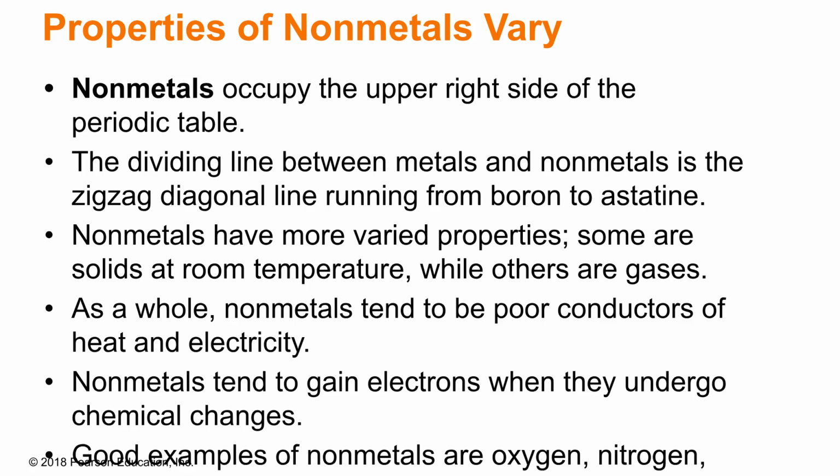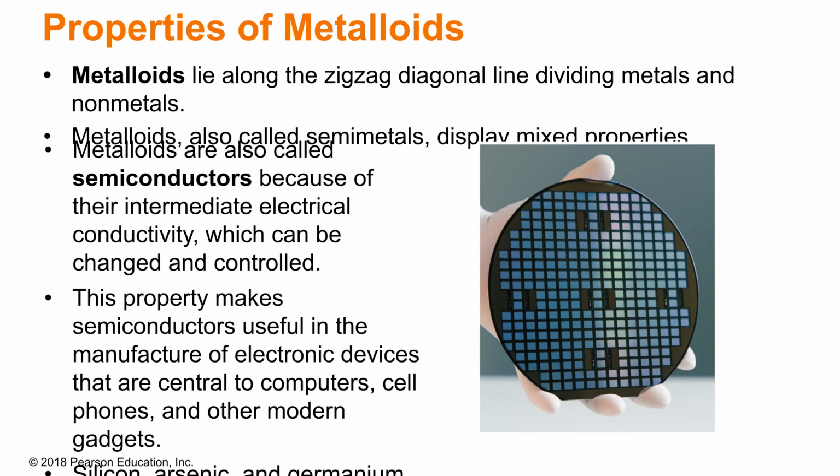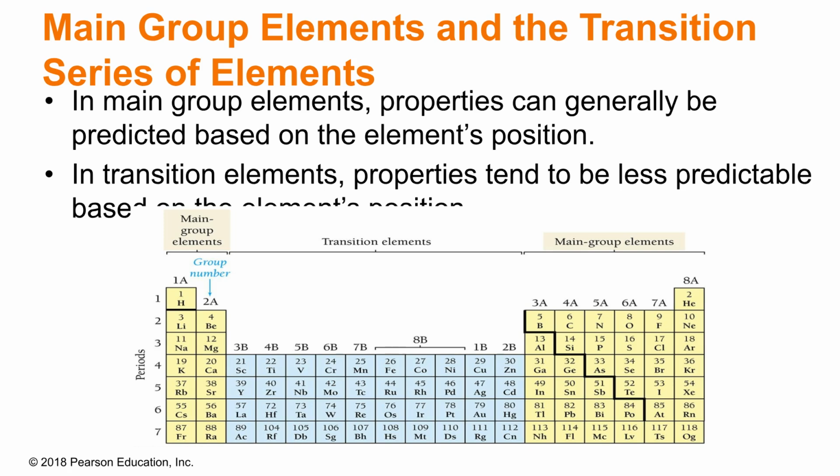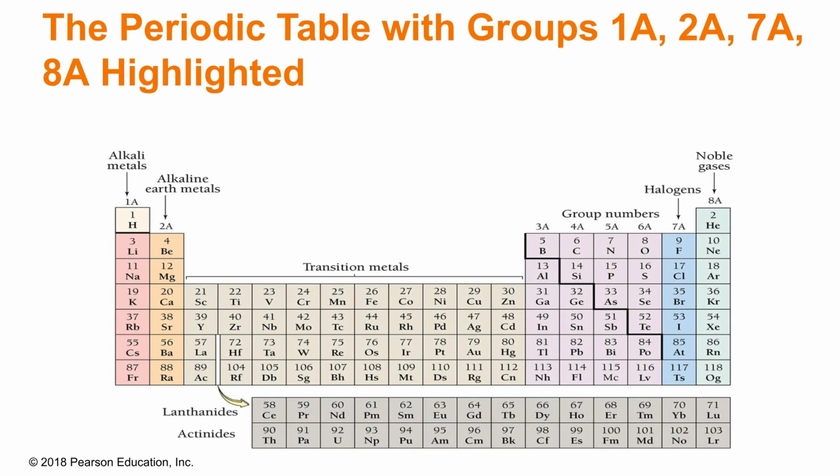Nonmetals, located on the upper right, have varied properties. They are often poor conductors and tend to gain electrons in chemical reactions. Metalloids, or semimetals, sit along the border between metals and nonmetals. They act as semiconductors, making them essential for modern electronic devices like computers. Finally, we distinguish between main group elements, which follow predictable patterns, and transition elements, where properties are generally less predictable based on position alone.